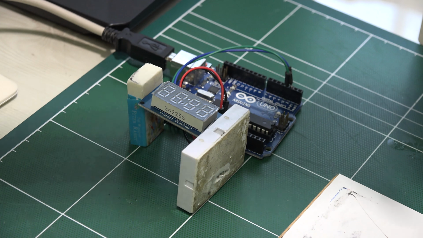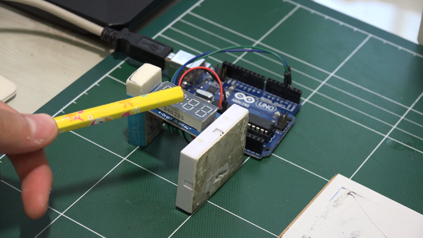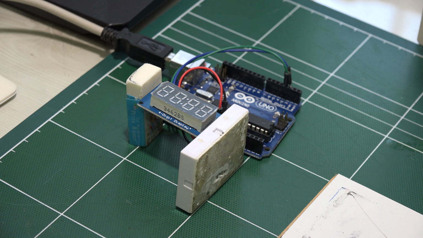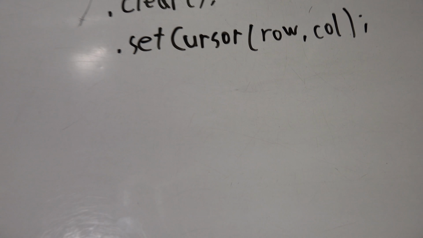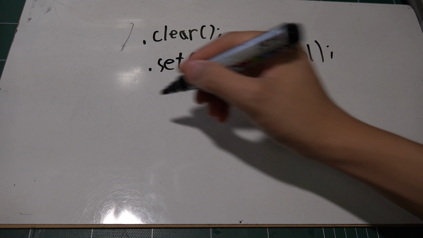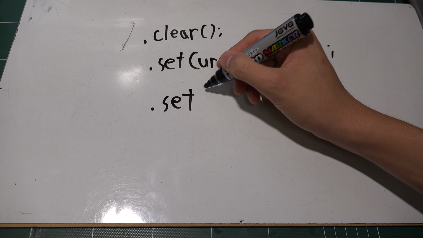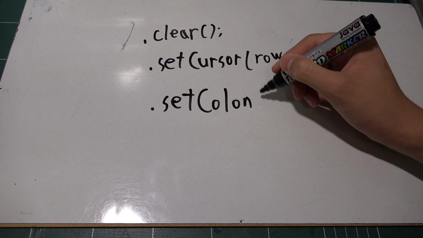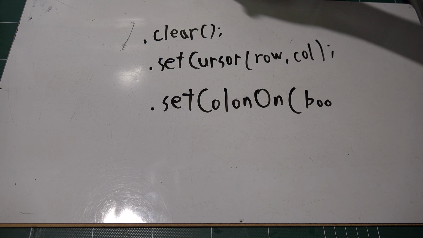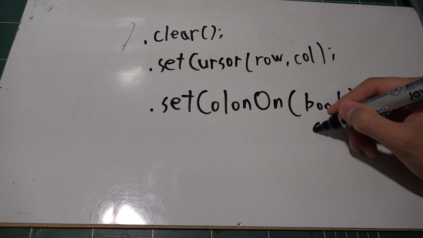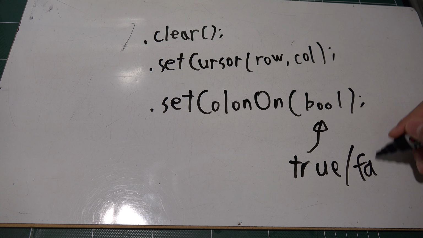As you can see, there is a colon here. As you can see, there are 2 dots on here. And this I will talk about, how to use this colon, and its function is setColon. Set colon on, and you can write a boolean, like you can write true or false, and that's all.